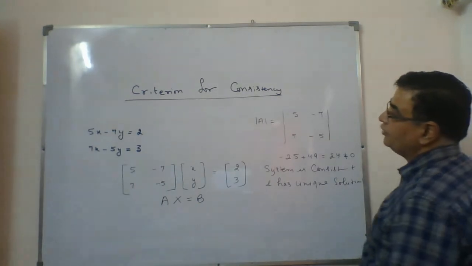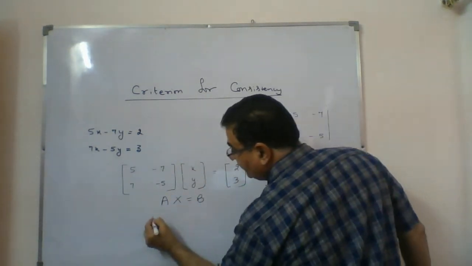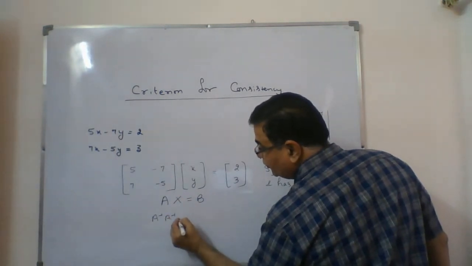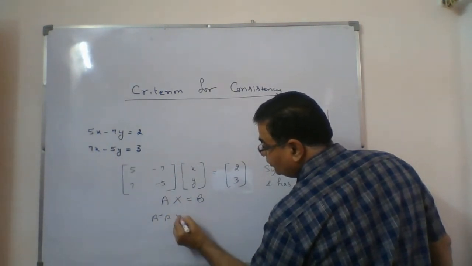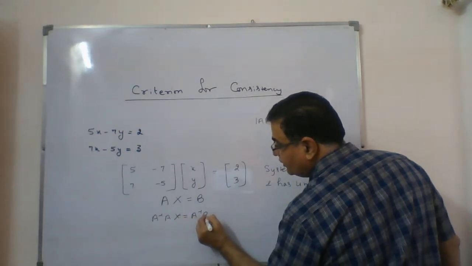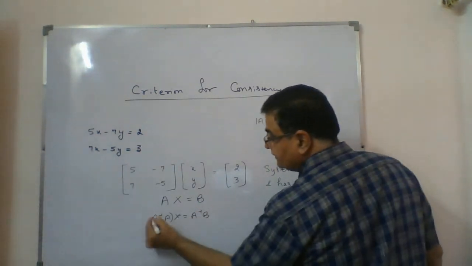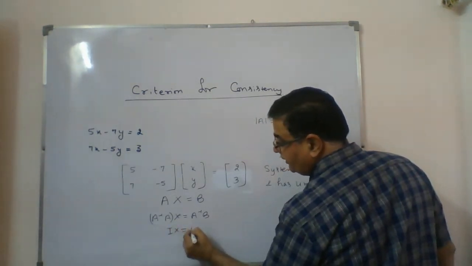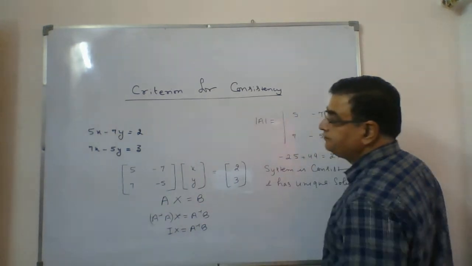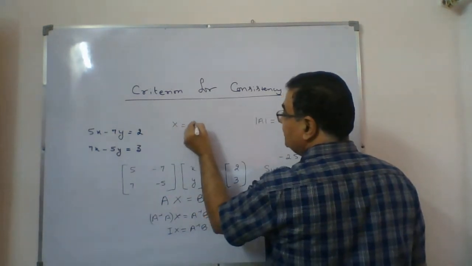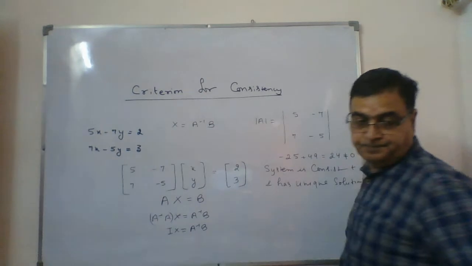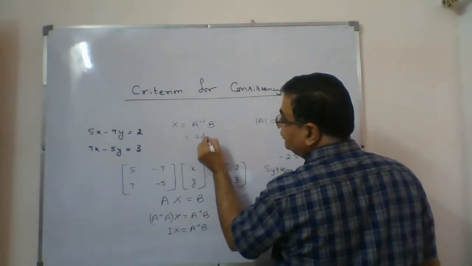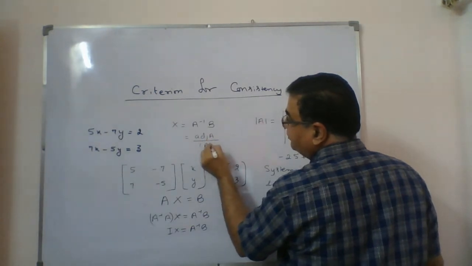I'll just explain. If I take A inverse on both sides, A inverse into A into X comes out to be A inverse B. A inverse A is nothing but identity now. So I should say identity times X will be A inverse B, or X will be A inverse B. And A inverse will be what? It is adjoint of A divided by determinant A, into B.